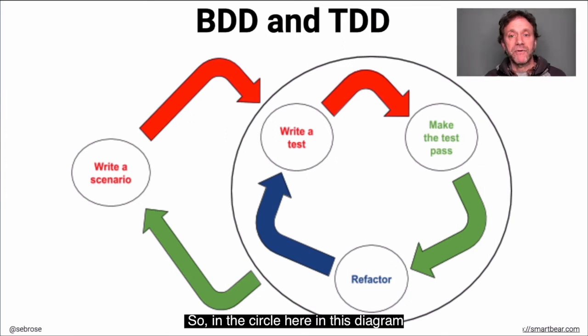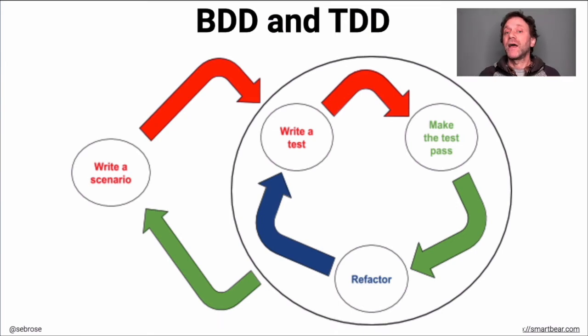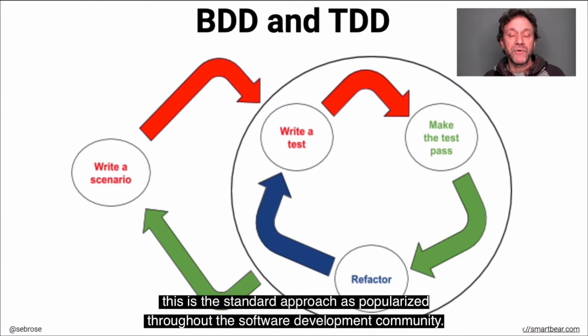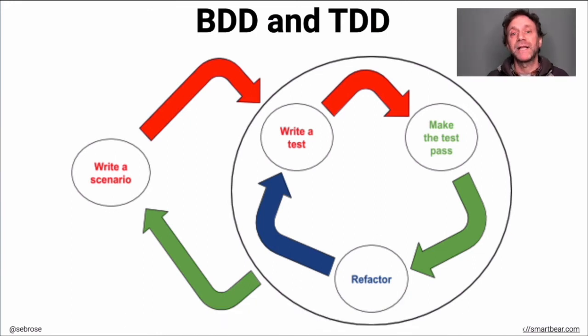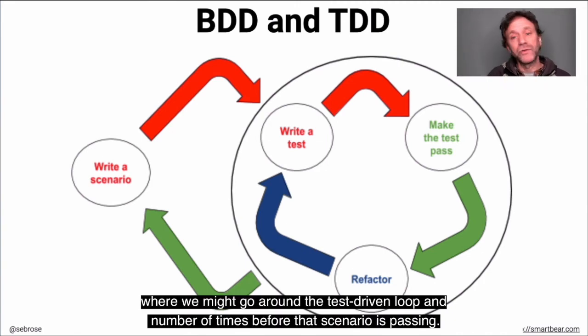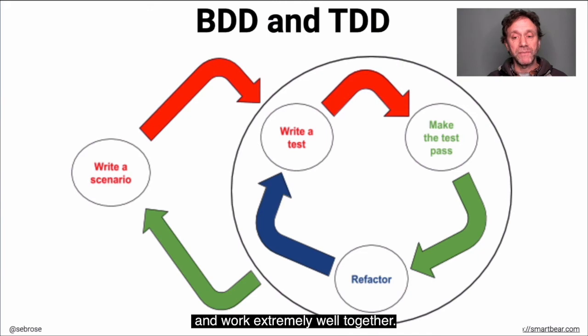So in the circle here in this diagram, this is the TDD process. You have a failing scenario, and now we would encourage you to develop your software using test-driven development, TDD, in which you write a failing low-level test, make that test pass, refactor. This is the standard approach as popularized throughout the software development community. So BDD says let's do the discovery, formulation, and automation of the scenario before we start development, and then that failing automated scenario leads us into a test-driven loop where we might go around the test-driven loop a number of times before that scenario is passing. This is to emphasize that BDD and TDD are very closely related and work extremely well together.